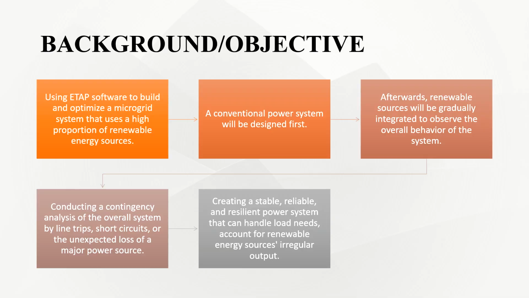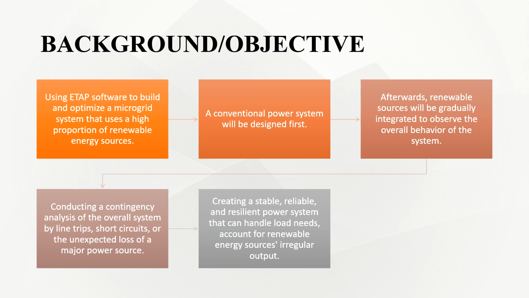The background or objective of my project is that, by using ETAP software, we can build and optimize a microgrid system that uses a high proportion of renewable energy sources. First of all, we will design a conventional power system that will consist of two diesel generators. Afterward, renewable sources will be gradually integrated into the system to observe the overall behavior of the system.